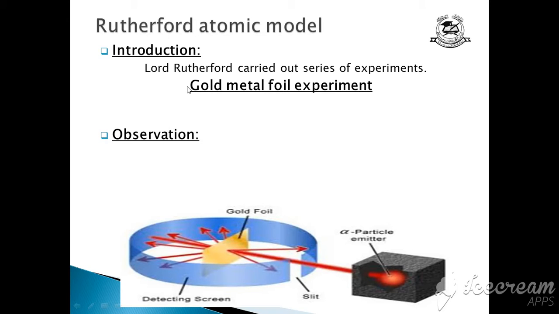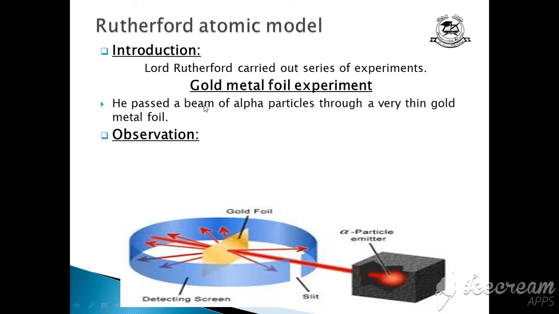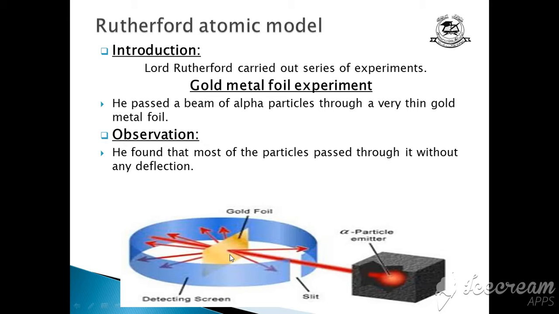The name of the experiment is the gold metal foil experiment. He passed a beam of alpha particles through a very thin gold metal foil. You can see here, the beam of alpha particles passes through the gold metal foil. What did he observe? He found that most of the particles passed through it without any deflection. You can see the arrows.